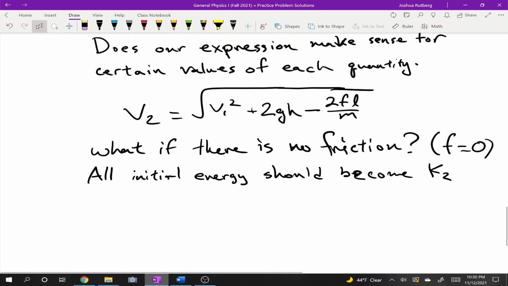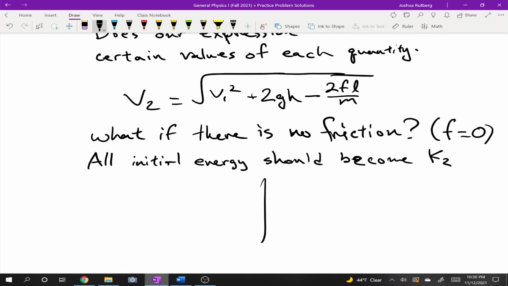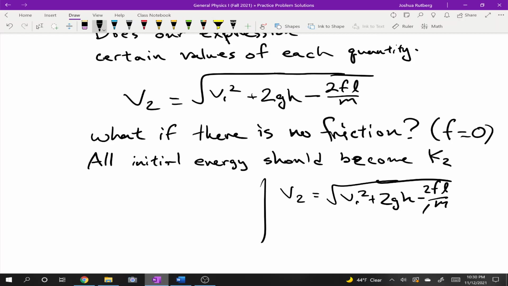So if I take my equation here and I just set the force equal to 0, so V2 is equal to the square root of V1 squared plus 2GH minus 2FL over M, and I set F to 0, well, this last term is going to disappear, and I get V2 is equal to the square root of V1 squared plus 2GH.